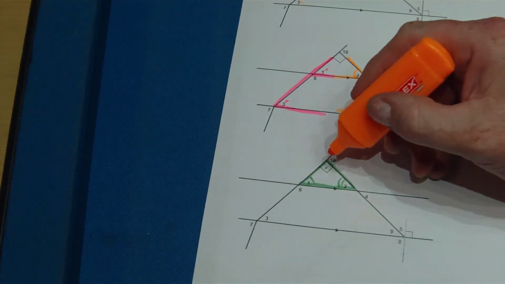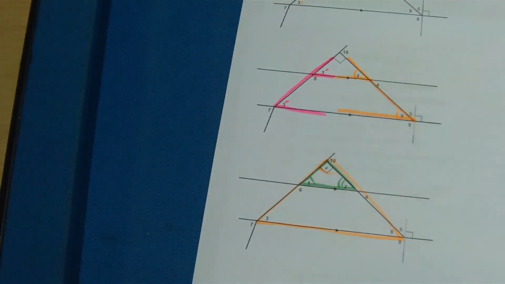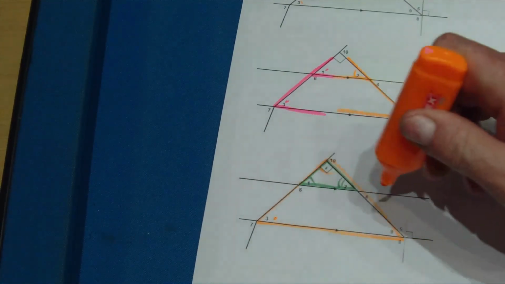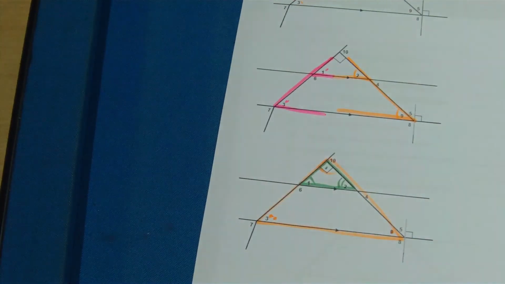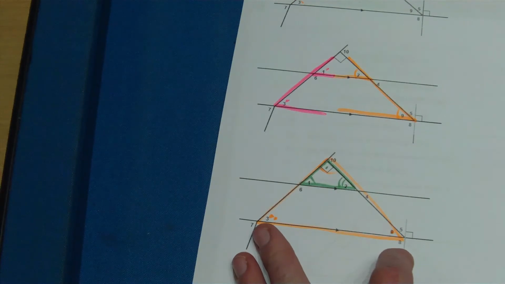I'll do it in orange. You see this big orange triangle? This is still 90, which means these two together here must be 90. So 3 and 9 are also non-adjacent complementary angles.